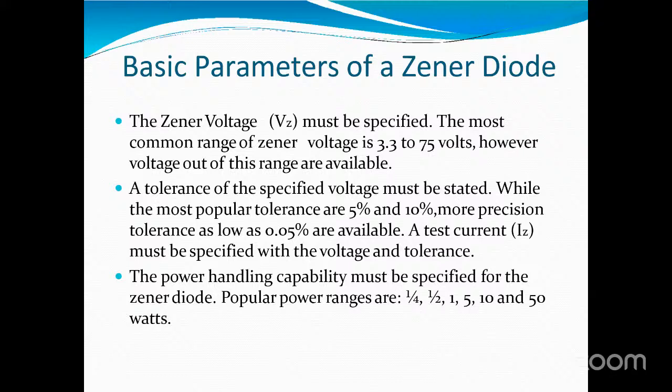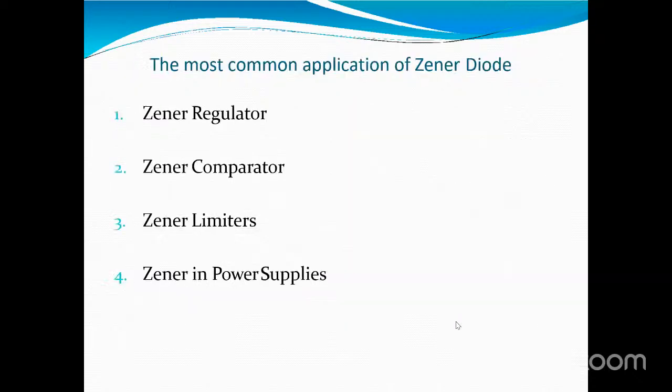The power handling capability must also be specified for the Zener diode. Popular power ratings are 1/4, 1/2, 1, 5, 10 watts, like that. Applications: it can act as a Zener regulator, Zener comparator, and Zener limiter in power supplies.